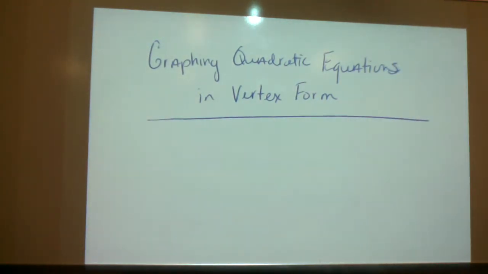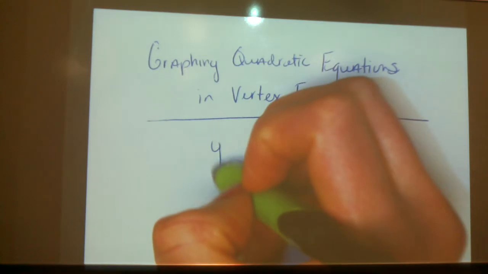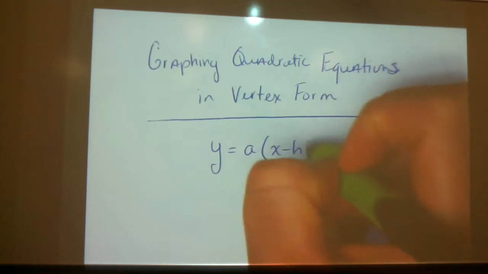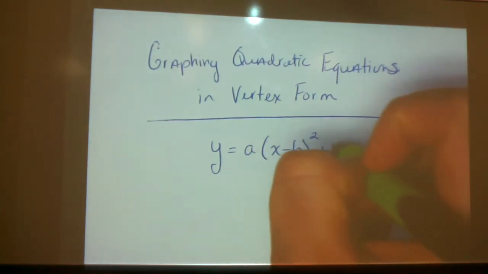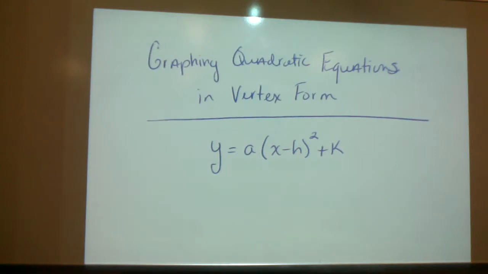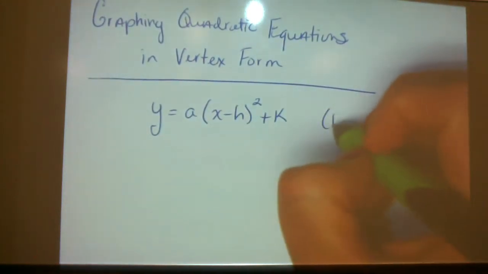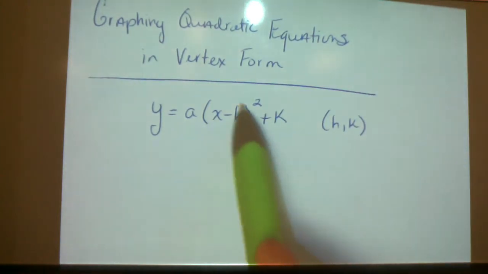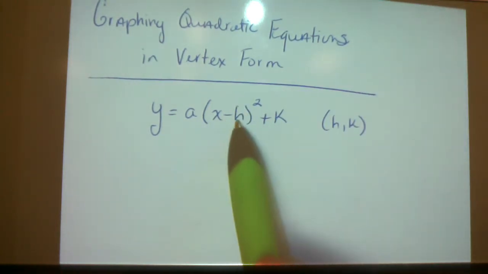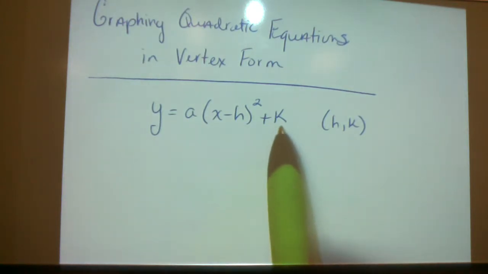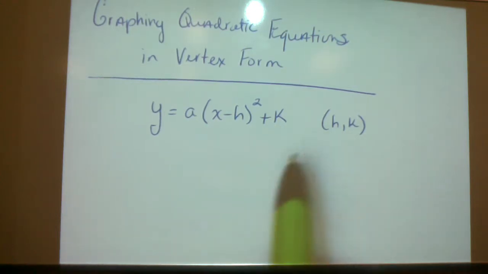So I'm actually going to give you the standard form of a quadratic equation in vertex form. And it's y is equal to a times the quantity x minus h squared plus k. So that's the vertex form of a quadratic equation. And then I'm going to show you that the opposite of whatever's in parentheses, where that h is, that's the x part of your vertex. And then this k on the outside of the parentheses is the y part of the vertex.